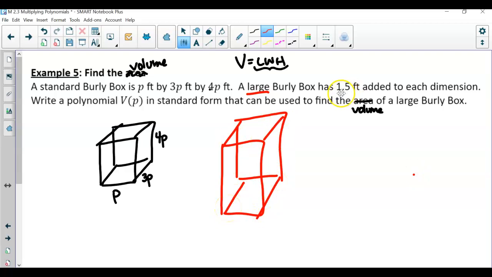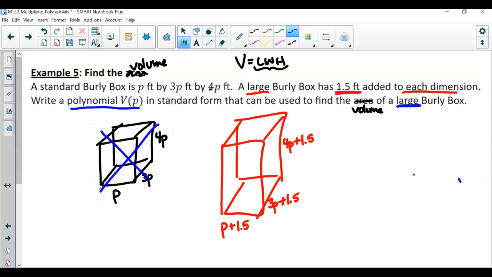And we have added 1.5 feet to each dimension. So now what was P is now P plus 1.5. Then the second is not 3P, now it's 3P plus 1.5. Then here, 4P, but now plus 1.5 because we added 1.5 to each dimension. Now we are writing the polynomial V of P, so this is our volume, in standard form that represents the volume of the large. So we don't need the standard anymore. We just need to focus on the large.